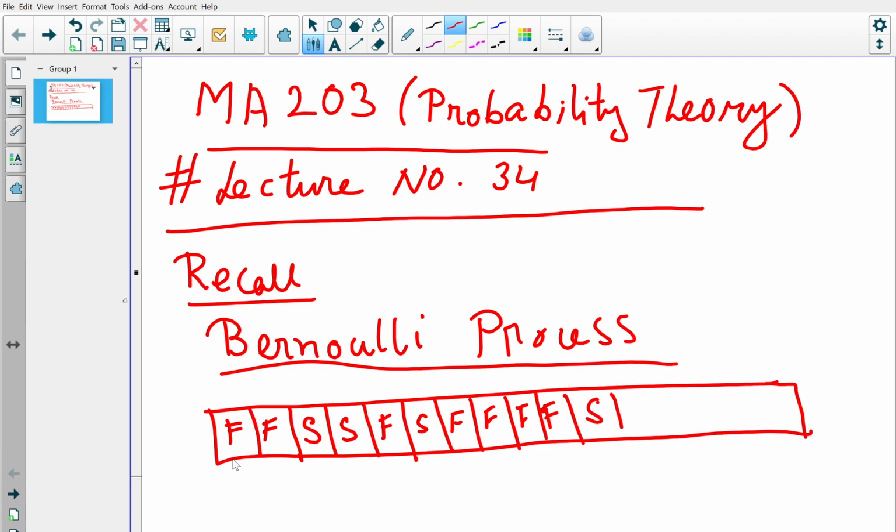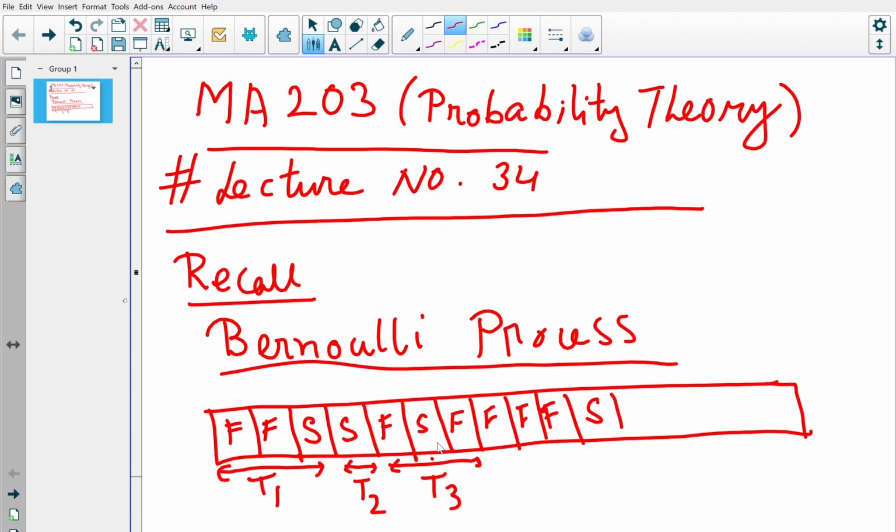Attached with this kind of Bernoulli process, you can attach two more random variables. One is what you can call interval times. So what is interval time? Starting from the beginning to your first success, you will call this T1, the first interval time. The second interval time means from the first to the second success. So this is T2, and then the third interval is T3, and so on.